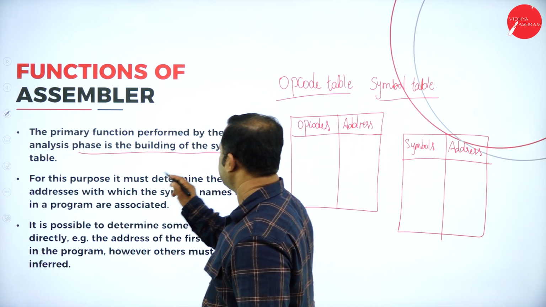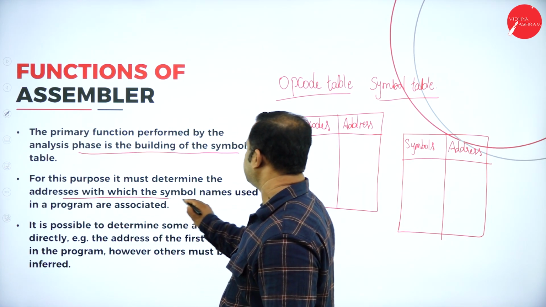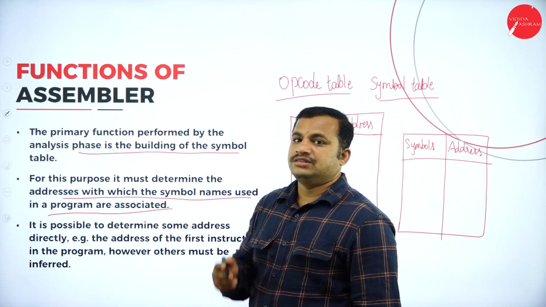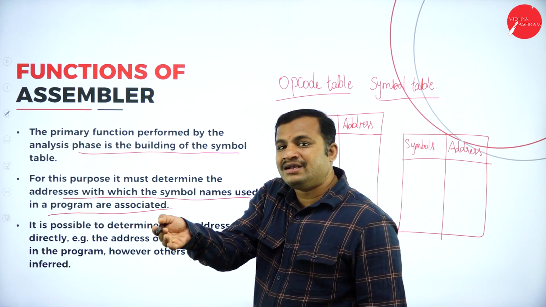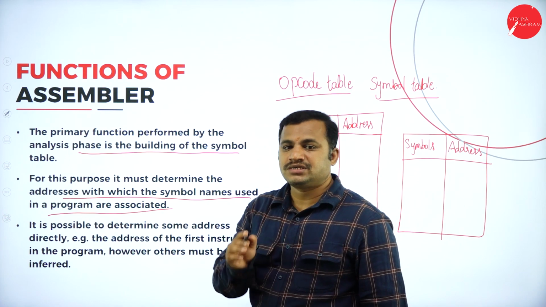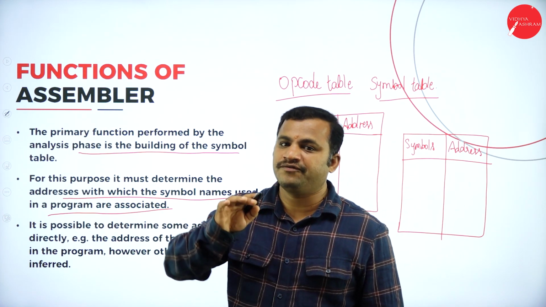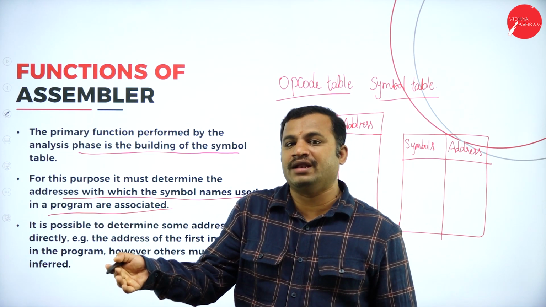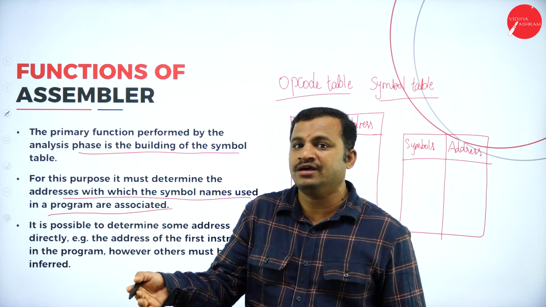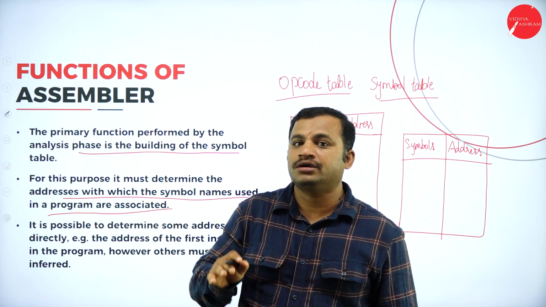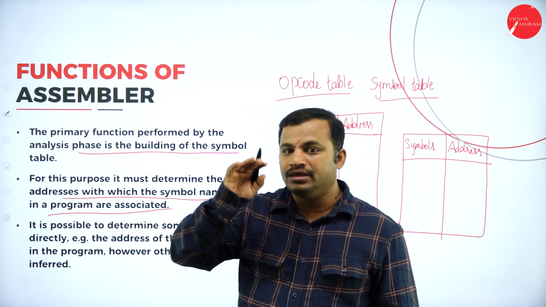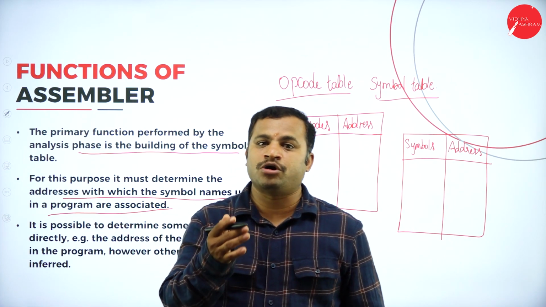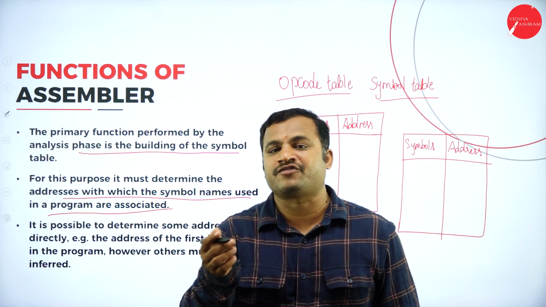Now, for this purpose, it must determine the addresses with which the symbol names used in a program are associated. That means the symbols associated with their addresses must be determined. Sometimes it is not at all possible during the first phase of this. It is possible towards the end of an analysis phase, that is during the pass 1 of the assembly language translation, but not intermittently or in the middle of the execution of a program, because there is a possibility of having forward references.